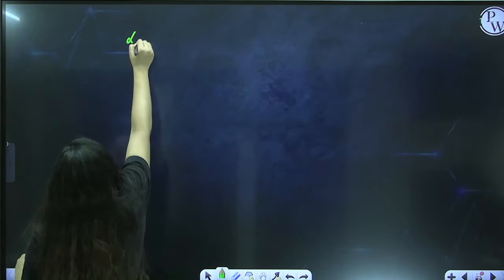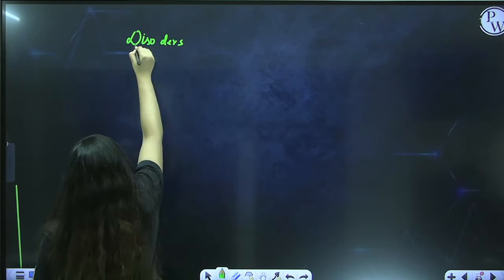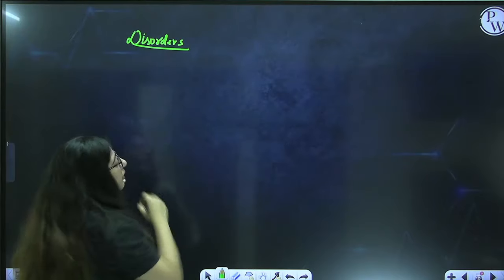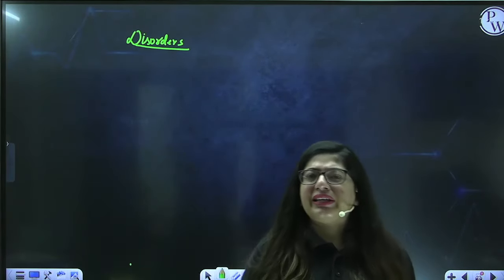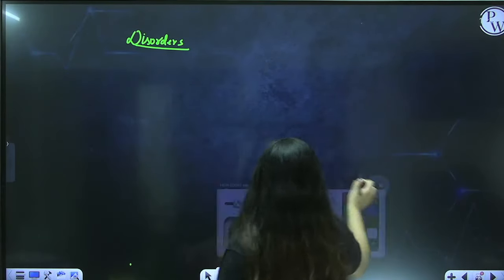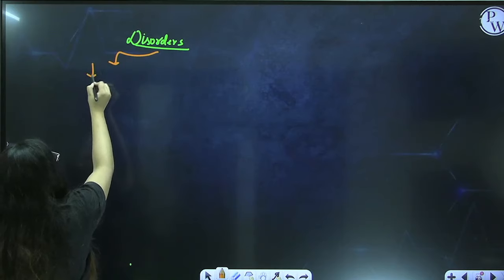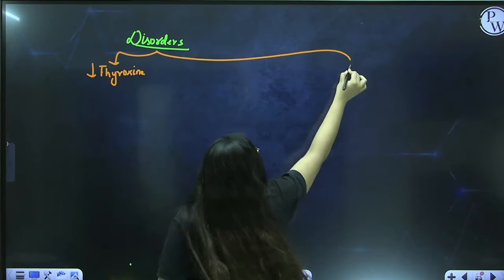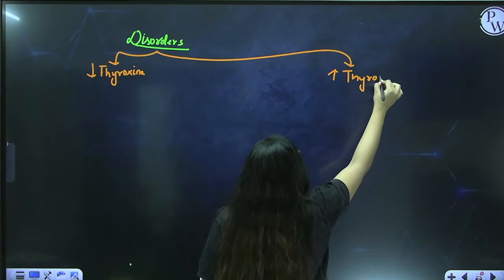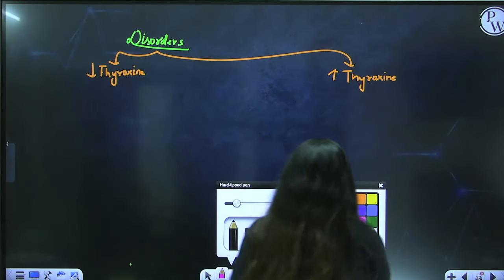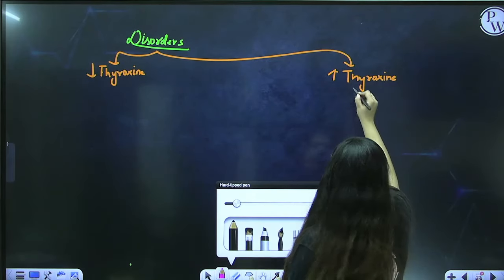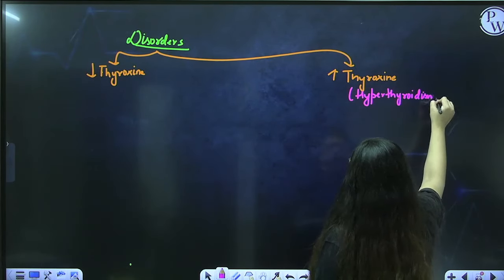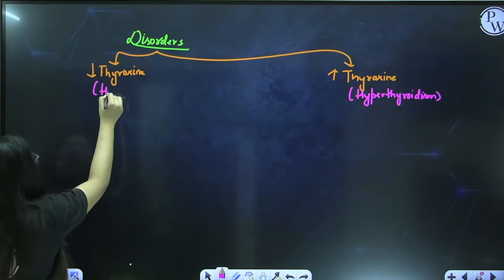Okay, anyways, disorders. So what can happen with a hormone? Either, guys, the level of hormone will decrease in your body or it may increase in your body. Only one of the two things can happen, right? Either there is a decrease in the thyroxine level, or it can increase. Now the disorder where there is an increase in thyroxine level, you call it hyperthyroidism. And whenever there is low thyroxine, you call it hypothyroidism.